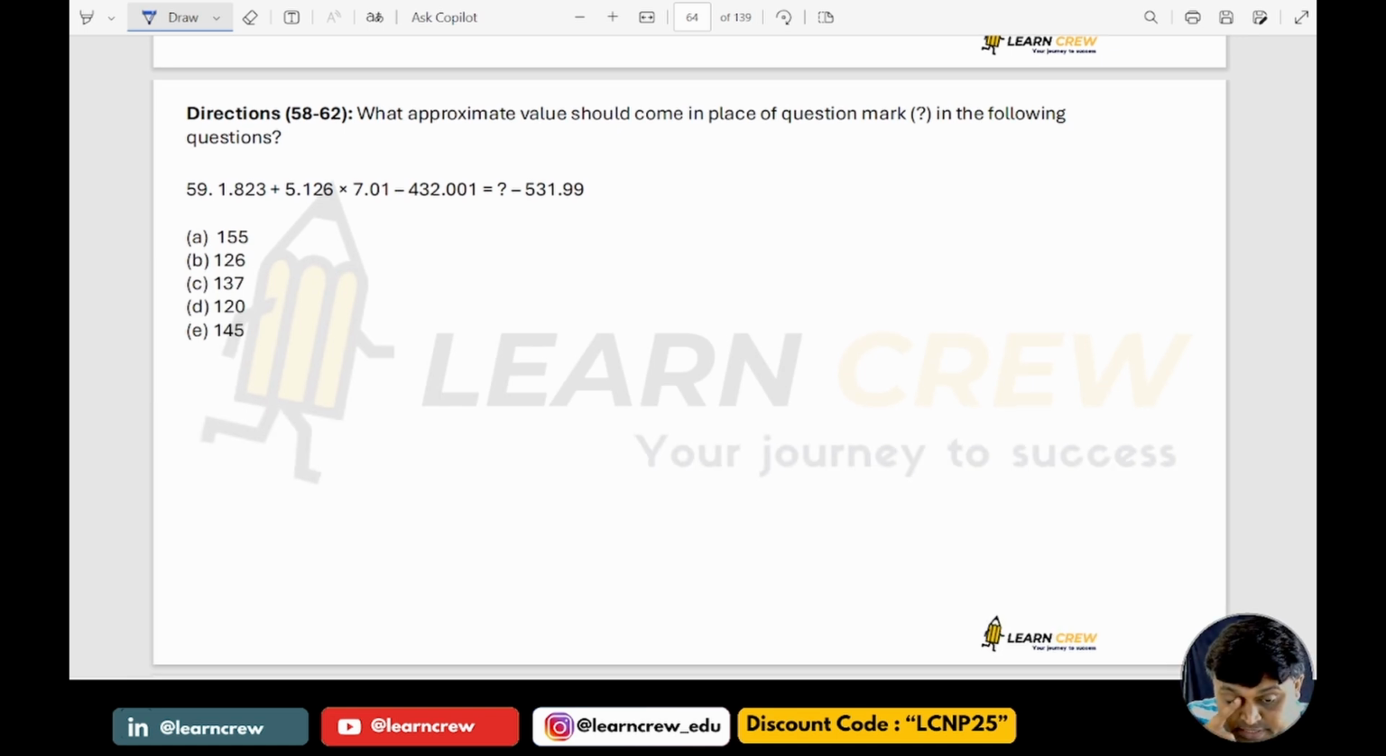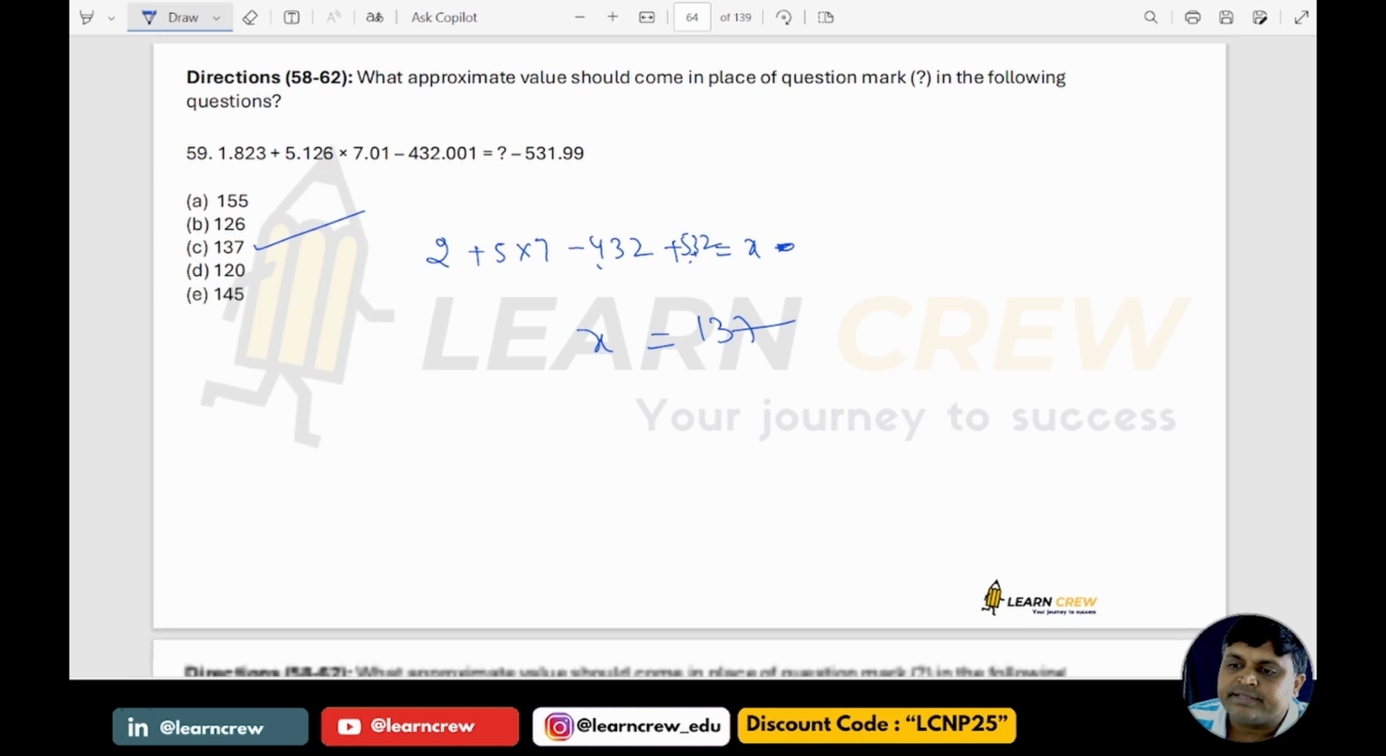Next, 1.823 is approximately equal to 2, taking a round figure. Plus 5 into 7 minus 432 is equal to x minus. Bringing this side, 532. So what is the value of x I am going to get here? If you see here, 532 by 432, 137. 137 is the value I am going to get.